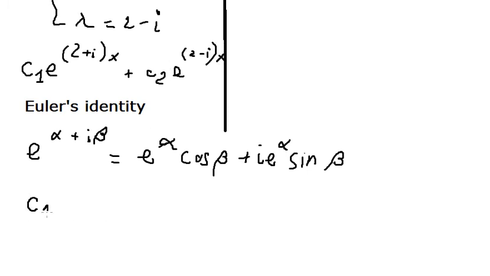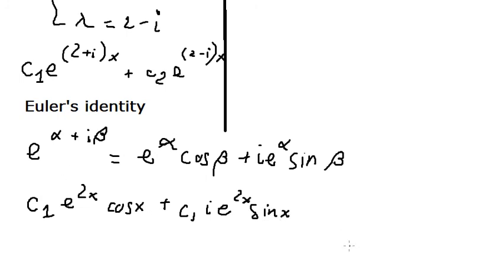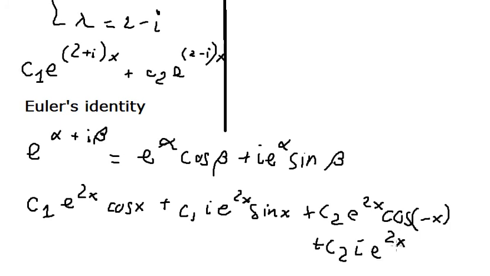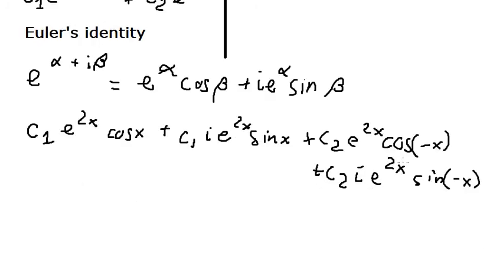So you got C1 e to the s cosine s plus C1 i e to the power of 2s sine s, and we have C2 e to the power of 2s. We have cosine of negative s, and we have C2 i e to the power of 2s sine of negative s. We know that cosine of negative s gives you cosine s. Sine of negative s, so then this negative we can put in here.